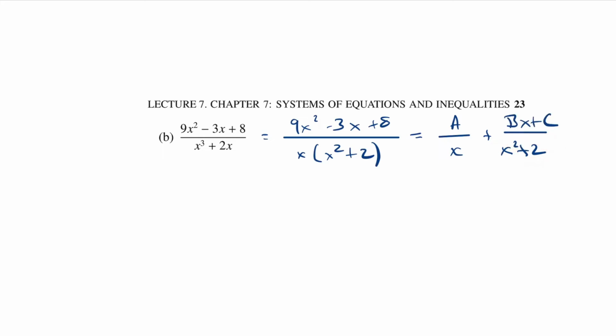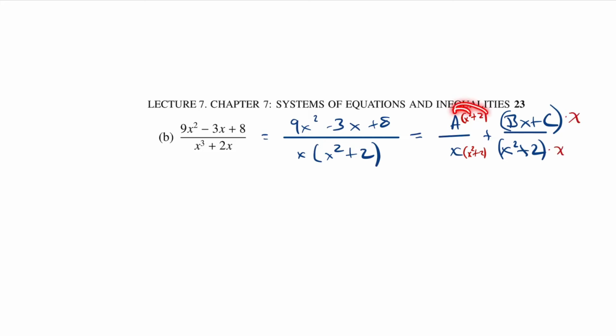Now we're going to multiply by the missing factor. In this case, we're missing x squared plus 2. And in this case, we're missing the x. So we're going to multiply top and bottom by x. Then we're going to distribute.